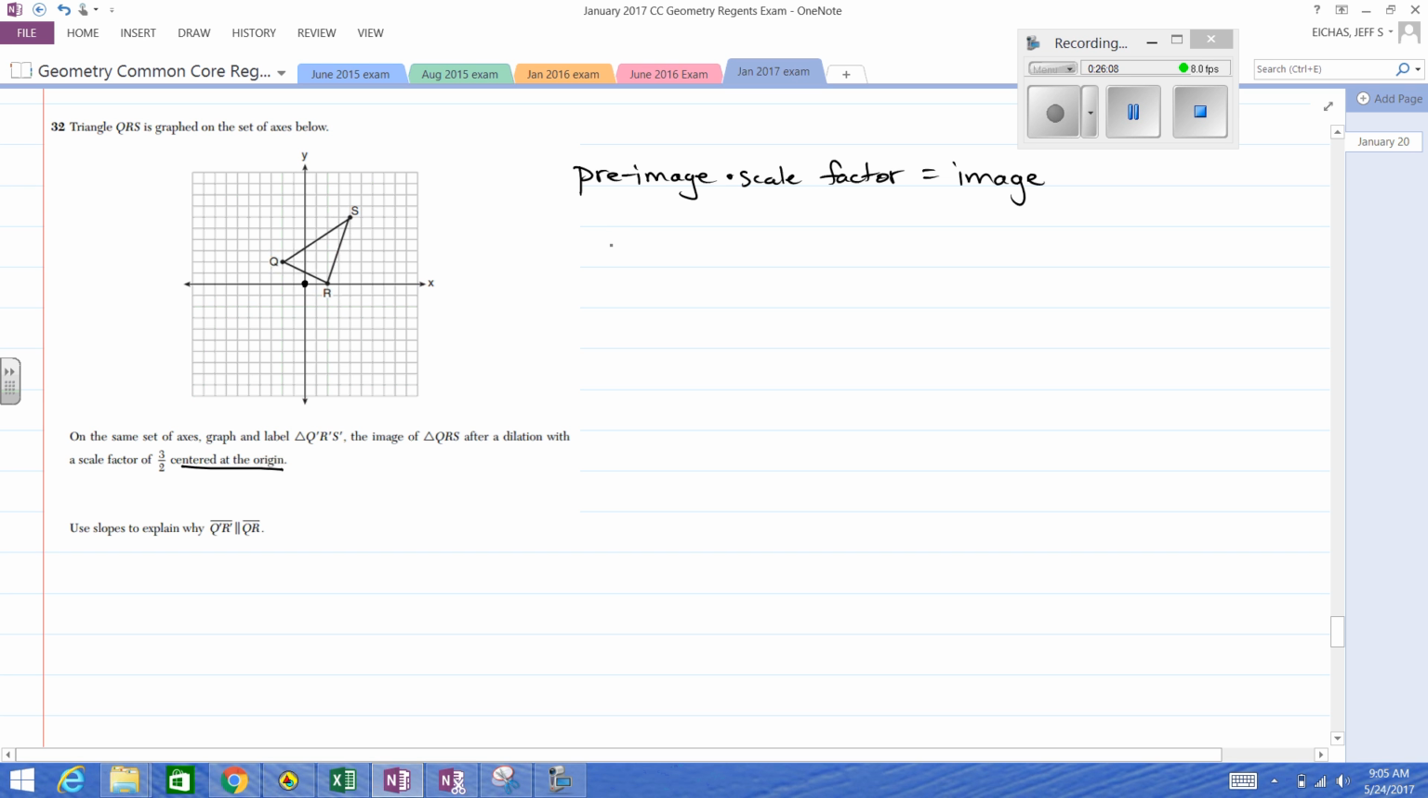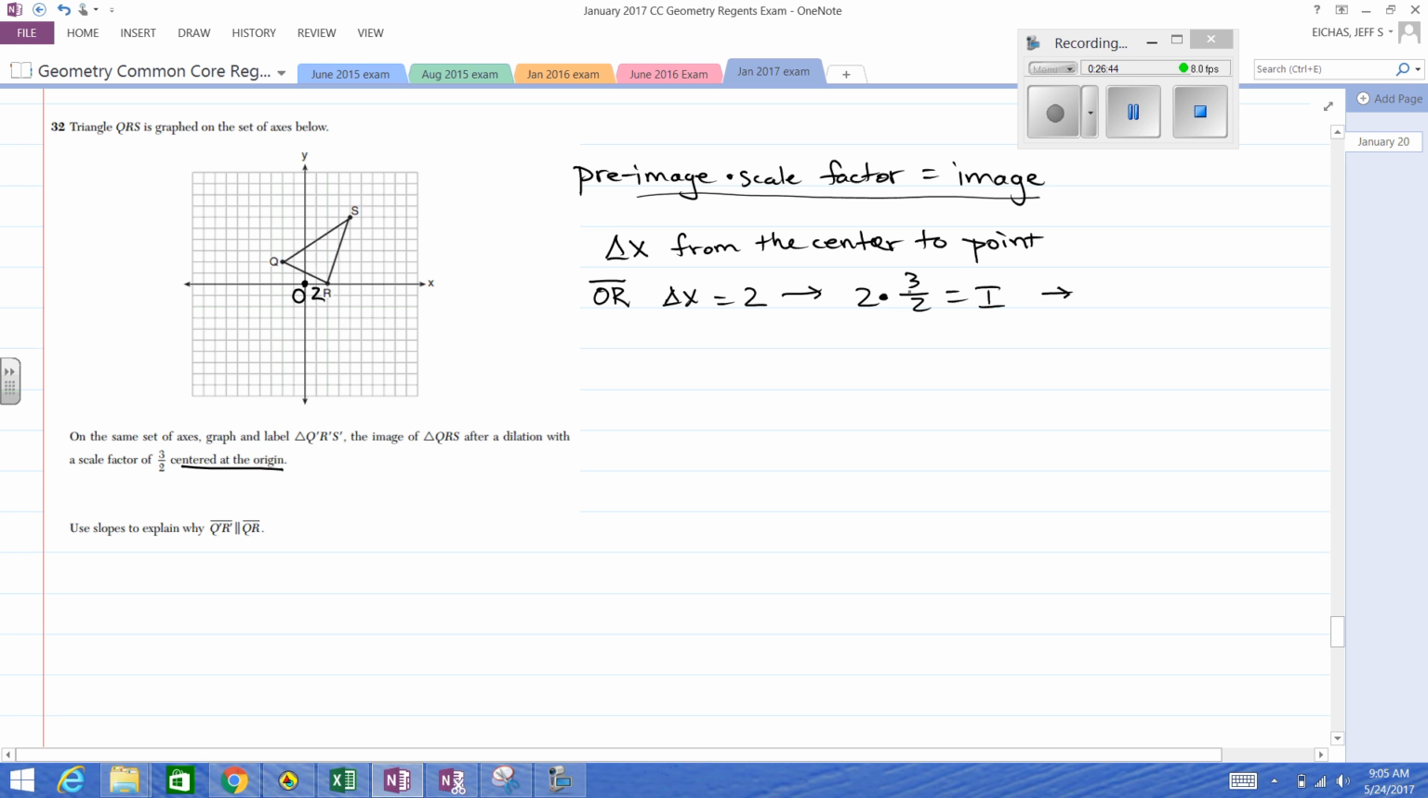So what I like to do is I like to consider the change in x from the center to your point. Now let's take a look at, basically I'm going to call this O. Let's go look at O to R in the x direction. So I count 2 squares, right? So what I'm going to do for the dilation is I'm going to take 2, right here, times the scale factor, 3 over 2, to get the image.